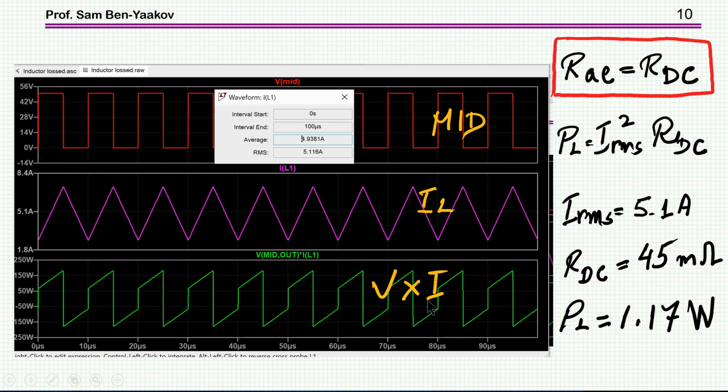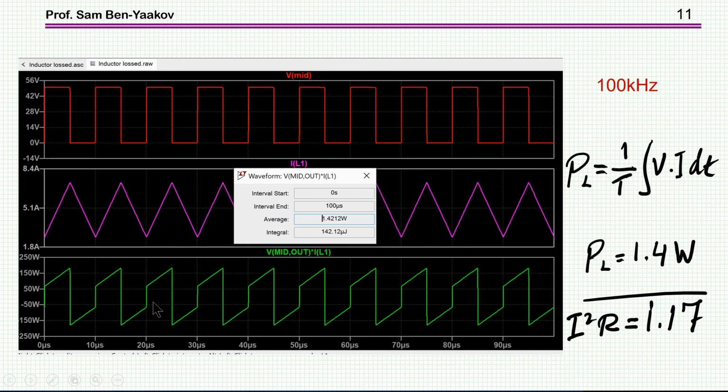And here we have the product. Now, I did here a very simplistic calculation, assuming that our AC is like our DC, that is, assuming that this simulator does not take into account RAC. In this case, I just take the RMS squared times RDC, and I get that the power dissipation should be 1.17 watt.